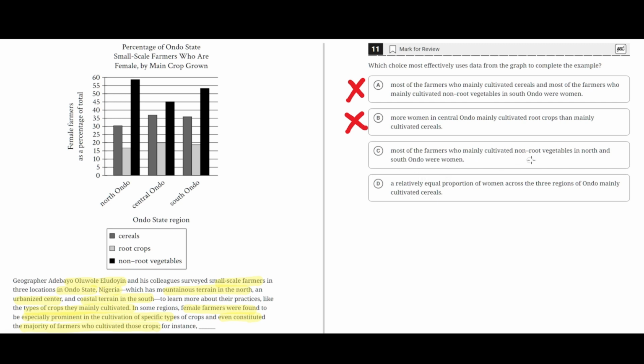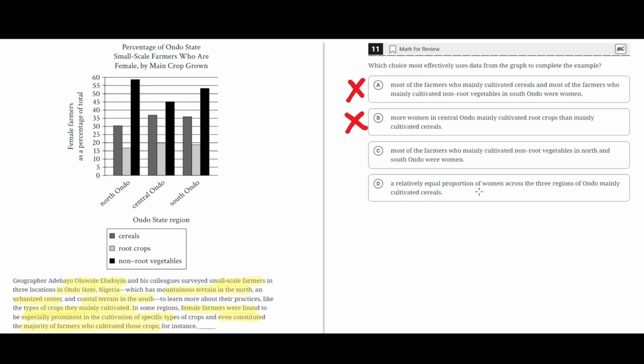C. Most of the farmers who mainly cultivated non-root vegetables in North and South Ondo were women. So non-root vegetables are the black graph, and in North and South Ondo, there was 54% in South Ondo and 58% in North Ondo. So therefore, most of the women did cultivate the non-root vegetables in North and South Ondo. So C seems to be the correct answer.